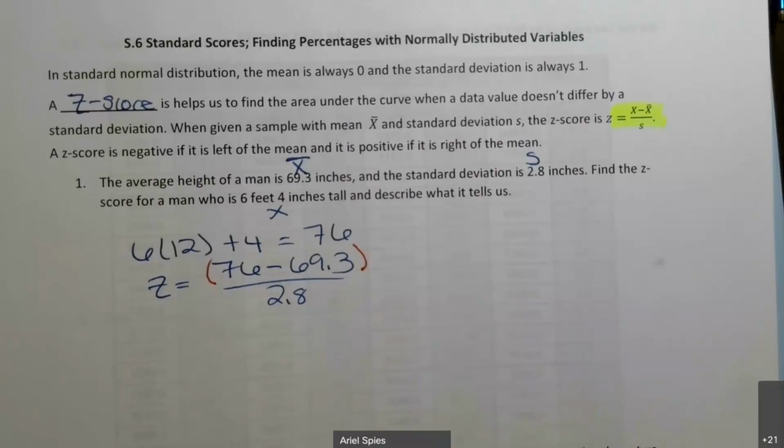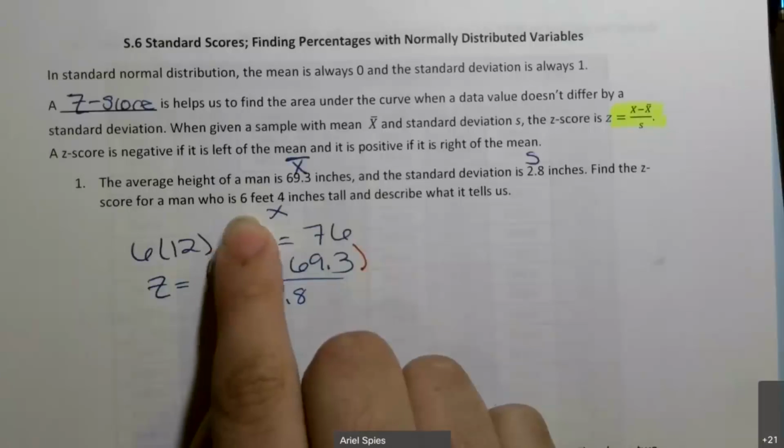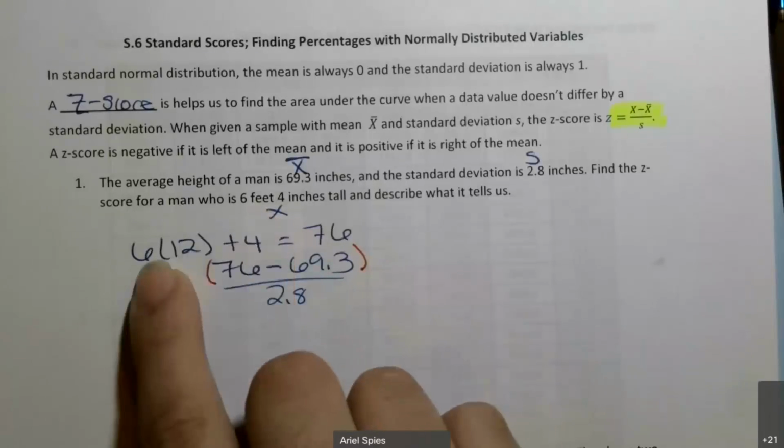So how'd you get the 6 and the 12? Okay, so it told us the guy was 6 feet 4 inches tall. So I was trying to turn it completely into inches. So remember, there are 12 inches in a foot. So I took the 6 times 12.